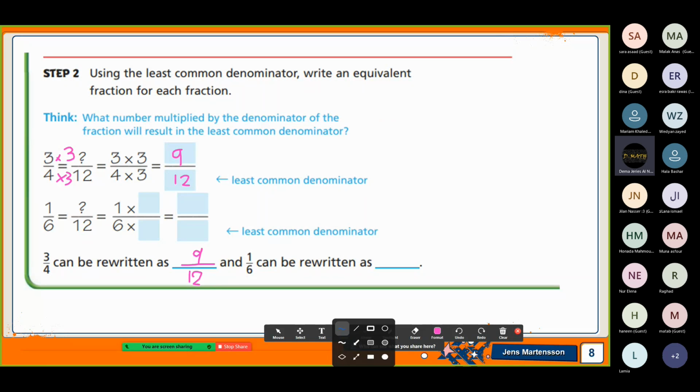Now the second one, 1 over 6. How do you make 6 to be 12? You multiply it by 2, and the top you also have to multiply by 2. Now, 1 times 2 is 2, and 6 times 2 is 12. So it is 2 over 12.